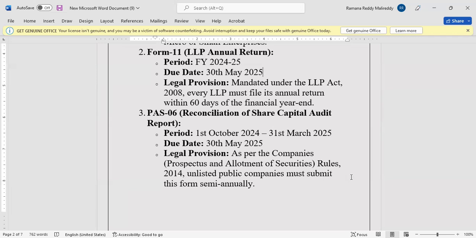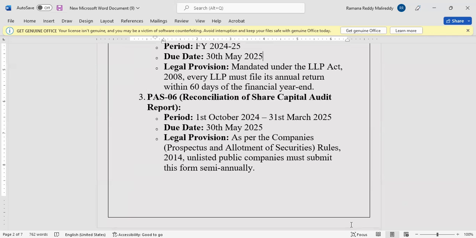This is as per the Companies (Prospectus and Allotment of Securities) Rules 2014. Unlisted public companies must submit PAS 6 every half year. So the due date is 30th May 2025.